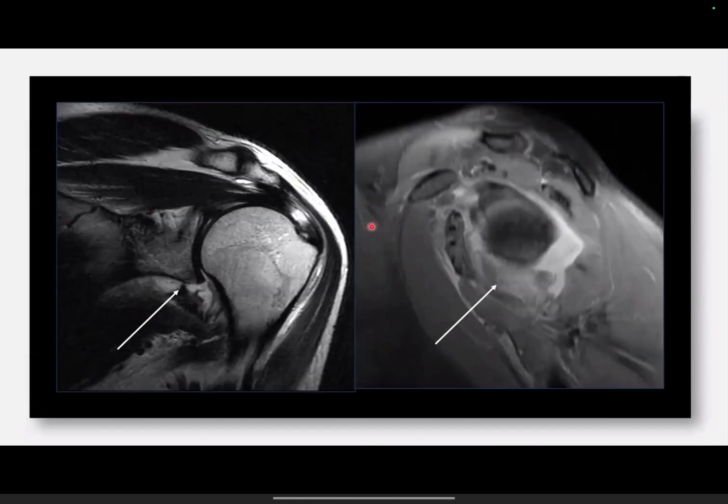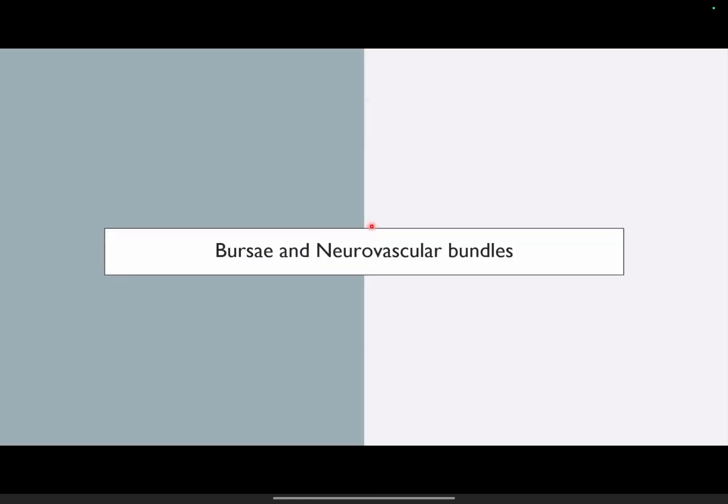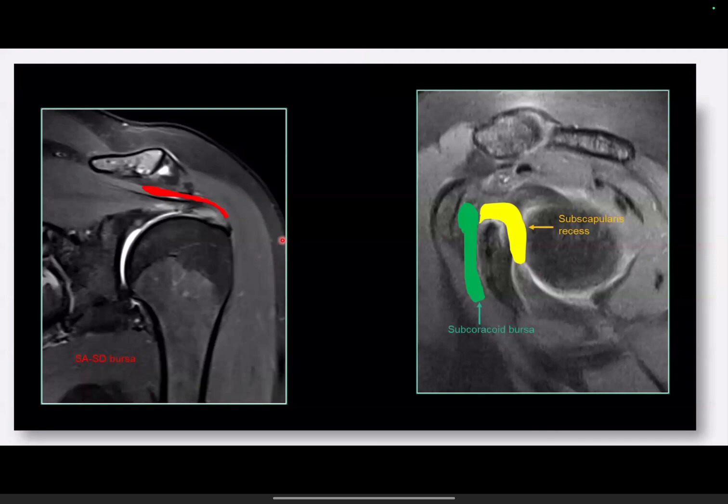So this was all about joint capsule and ligaments, and now bursa and neurovascular bundle around shoulder joint. So there are three common bursa and recess around shoulder joint. So this is subacromial subdeltoid bursa. This is subscapularis recess, which will form a U-shaped sling over the subscapularis tendon, which will communicate with the glenohumeral joint. So whenever we see glenohumeral joint effusion, subscapularis recess also will get distension.